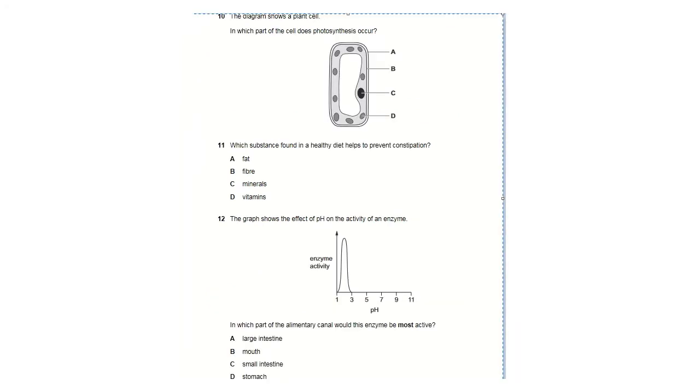The next question here continues with the plant cell, which seems to be the theme for this multiple choice. We're shown a plant cell and they ask in which part of the cell does photosynthesis occur. Well, as we hopefully know, it happens in the chloroplasts. A is the cell wall, B is the cell membrane, so it can't be that, C is the cell core, and D are the chloroplasts, so that's the only right answer.